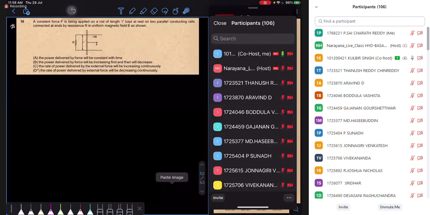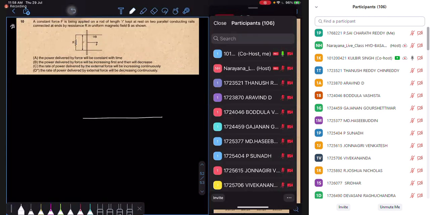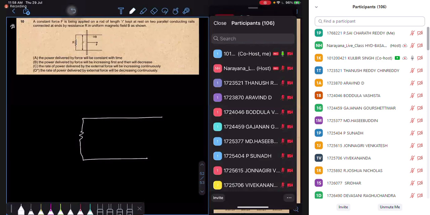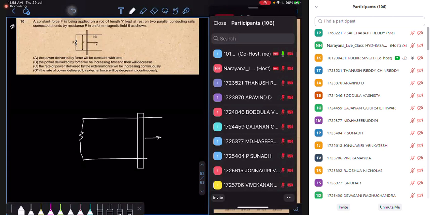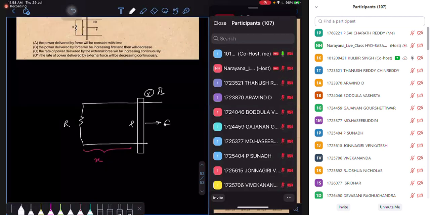Okay, see here the equation. We need to understand what phenomena are happening in this picture. So we have a rod, a force, a magnetic field, and a resistance. Now, if we consider any length x, I can say that the movement of this rod is going to change this area. Because it is changing the area, it will generate EMF. So this rod is going to give me the velocity.